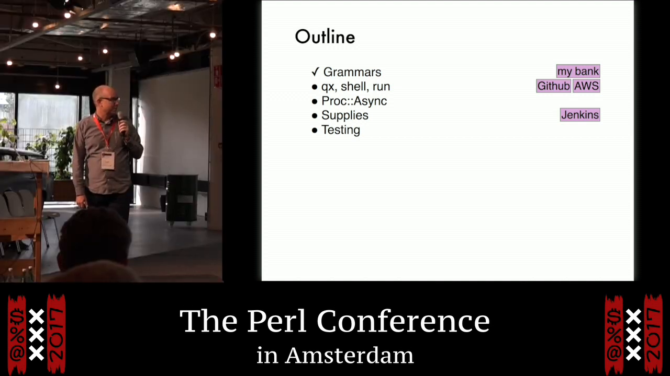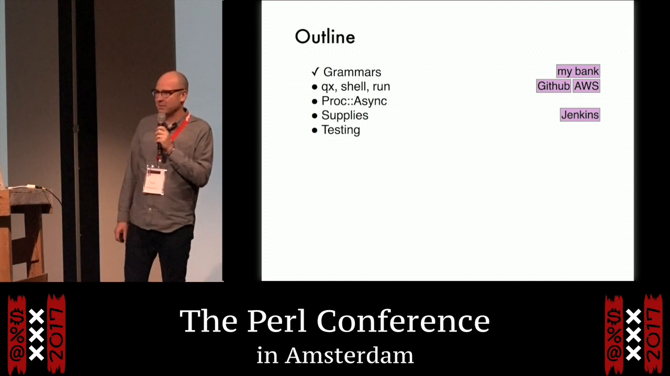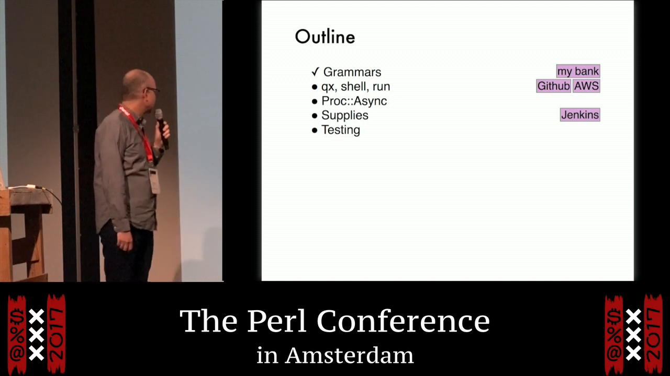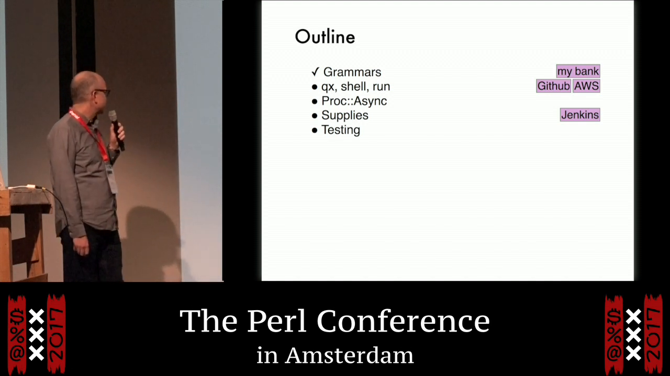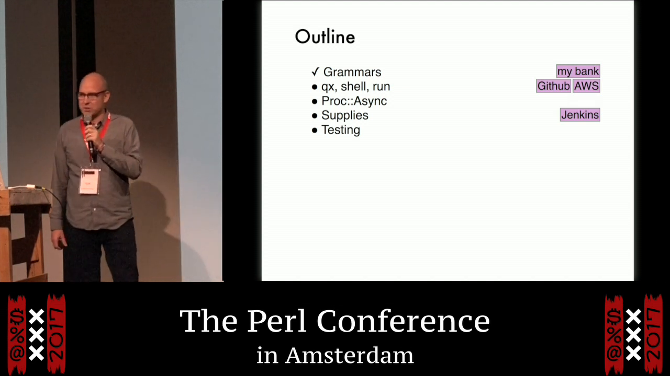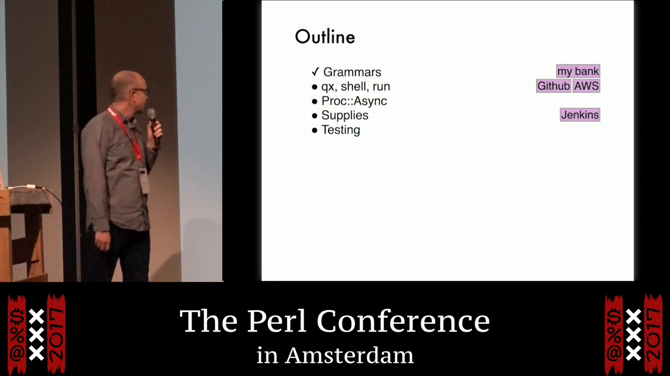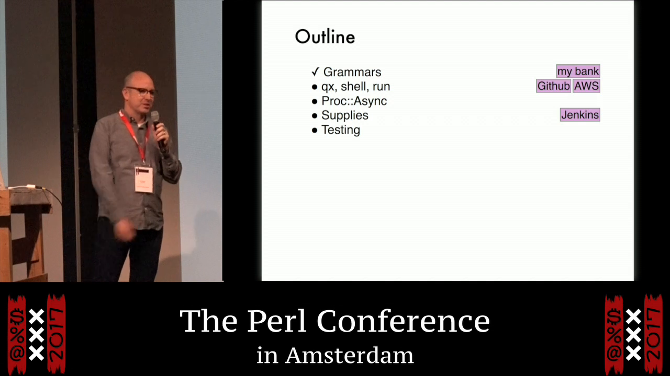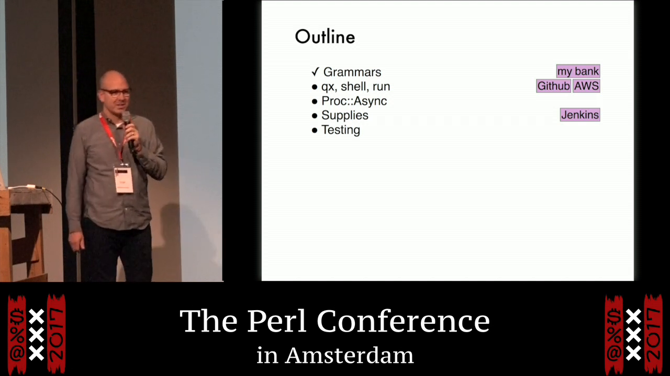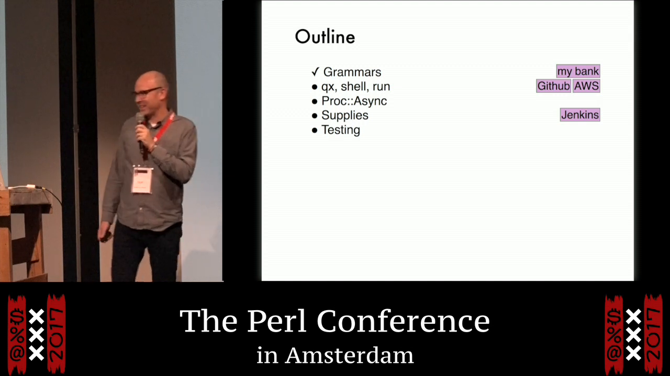I'm going to talk a little bit about running external programs with QX, shell, run, and proc async. And then how supplies fit into that and how to test some of these things, which can be hard to test when you have external programs. And on the right-hand side, you can see some of the examples I'm going to be using: interacting with GitHub, interacting with AWS, interacting with my bank.